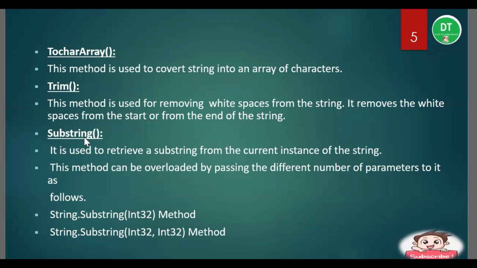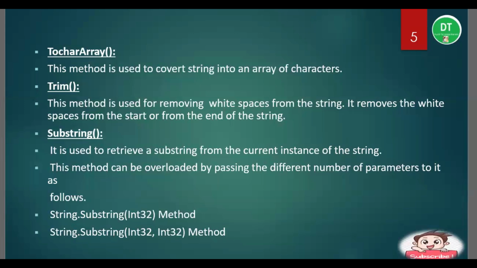Substring. This method is used to retrieve a substring from the current instance of the string. This method can be overloaded by passing a different number of parameters to it, as follows: string.Substring(Int32) method, which takes an integer parameter of type int. Another one is string.Substring(Int32, Int32) method, which means here it is taking two integers, start and end index.